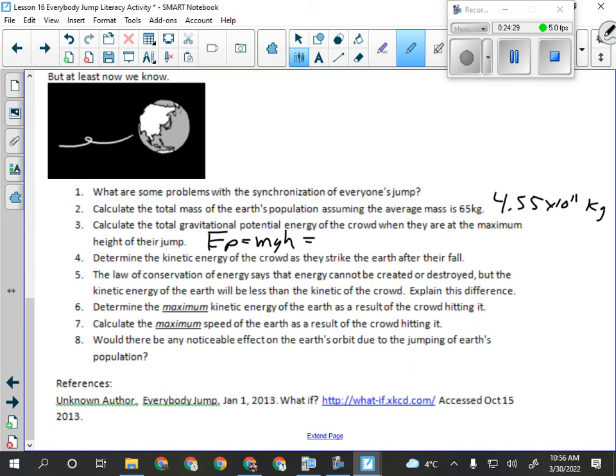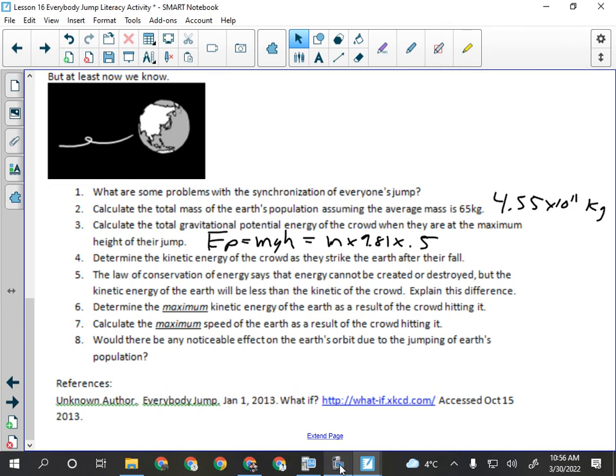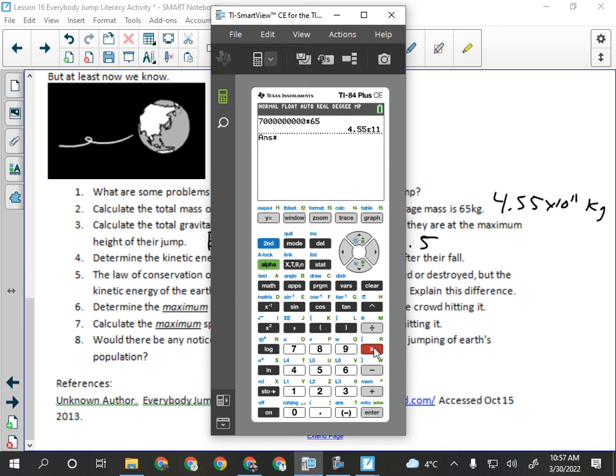Okay, so we got our mass, that big number, times 9.81 times the height everybody jumped. We said on average that's half a meter. We're just going to simplify and say everybody jumped half a meter. I'd love to be able to jump half a meter again. Okay, I'm old. So we're going to take that number and multiply by 9.81 by 0.5. Okay, so there's the amount of energy possessed by the crowd when they're at the top of their jump. It's a lot, for sure.